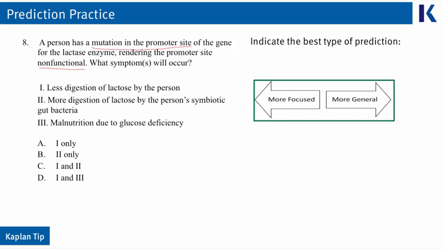If there's a non-functional promoter site, then RNA polymerase II will not be able to bind to the DNA strand, and transcription of this gene will not occur. If transcription of the lactase gene does not occur, then the lactase enzyme will not be formed through translation, and we would expect this person to have no functional lactase. If there's no functional lactase, we would expect that person to be unable to digest lactose as well.